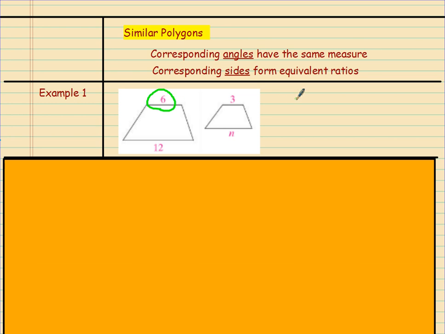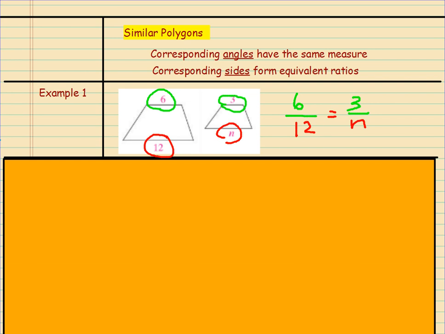You write 6 over, and we can write 12. We write it as a proportion. So this side corresponds to this side, so we write the 3 on top. These two correspond to each other. And n we write on the bottom. Now this is a proportion, and you all know how to solve proportions.